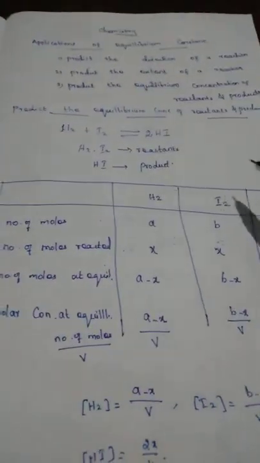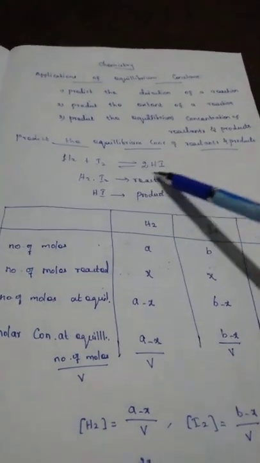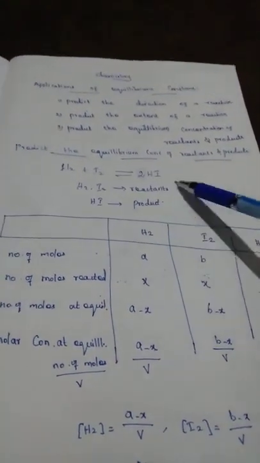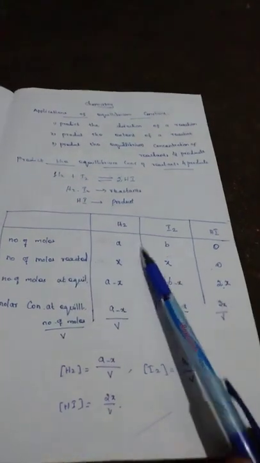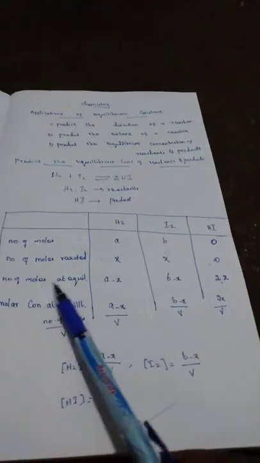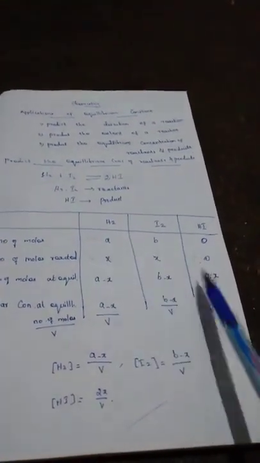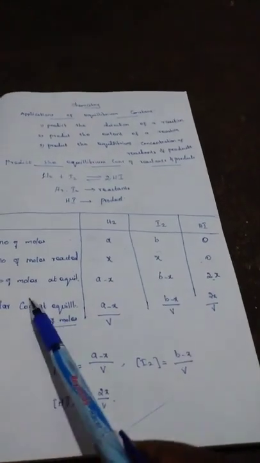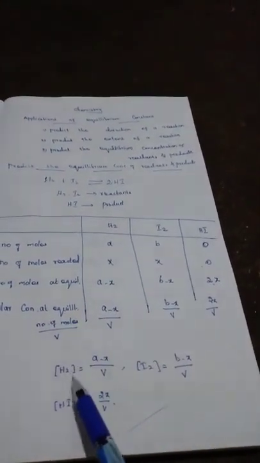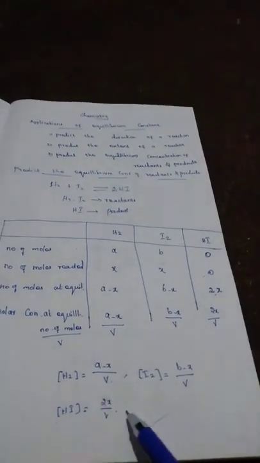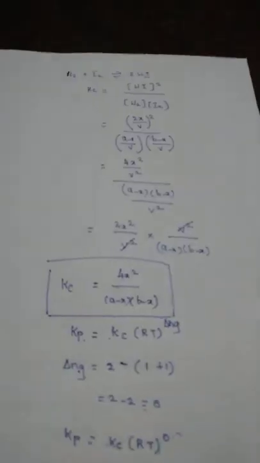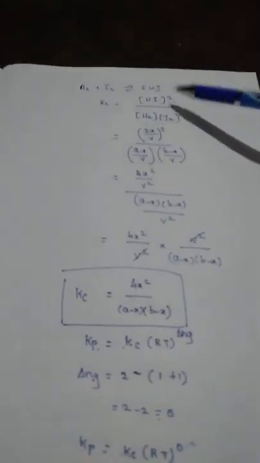Okay, one more time listen. We learned the example of hydrogen iodide, equilibrium constant Kp and Kc values. Here first draw this tabular column and consider all the values. Initial number of moles A and B. Number of moles reacted X and X. The number of moles at equilibrium A minus X, B minus X, and 2X. Then molar concentration: hydrogen A minus X by V, iodine B minus X by V, hydrogen iodide 2X by V.